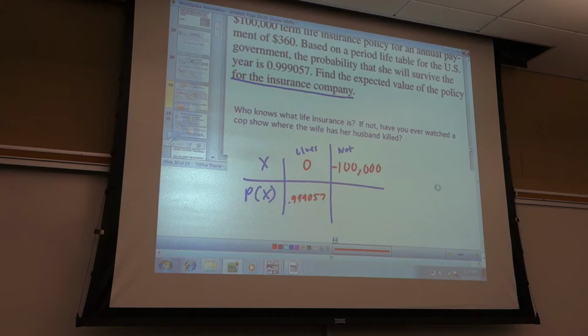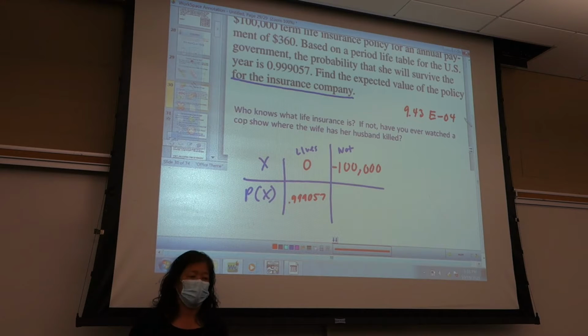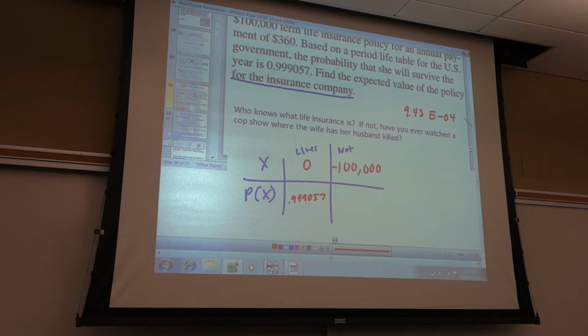Did anybody get E, something like 9.43 E negative 4? Anybody get that? Okay, so what that means is you have an exponent. You need to move that decimal place over how many places? 4 times. Should it become smaller or larger? Smaller, because it's negative. So what you do is, here's the easiest trick.